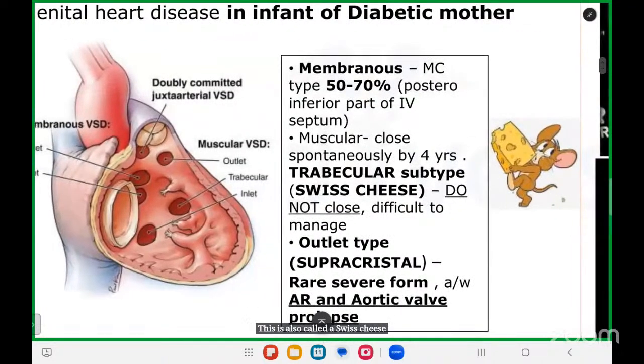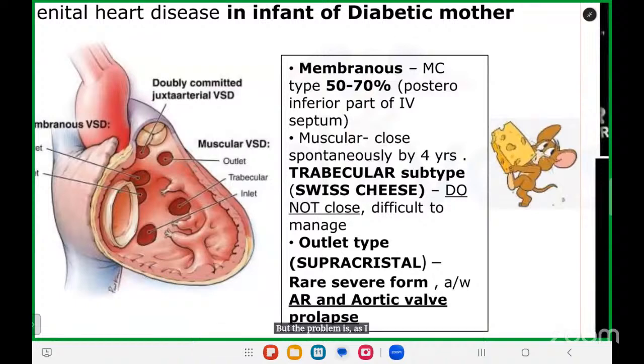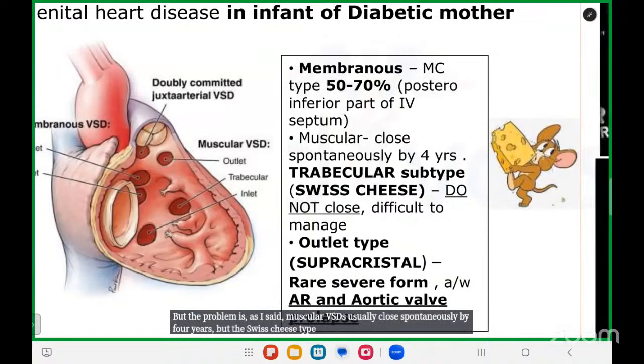You can see this cute cherry holding the Swiss cheese, exactly appearing like this. But the problem is, as I said, muscular VSDs usually close spontaneously by 4 years, but the Swiss cheese type or the trabecular subtype, it does not close, so it's very, very difficult to manage. It's having one of the worst prognosis amongst the other VSDs.